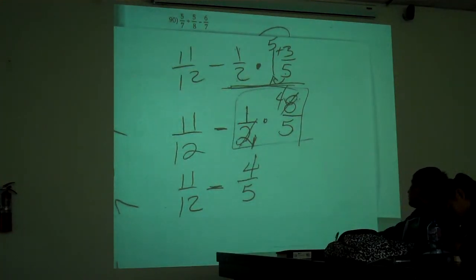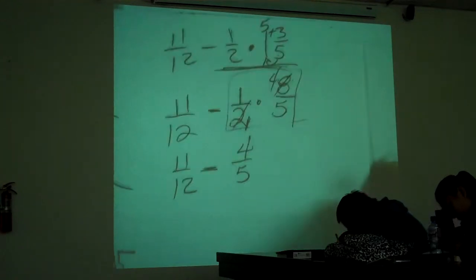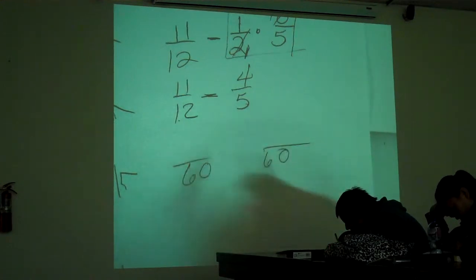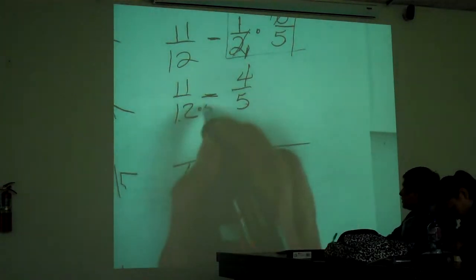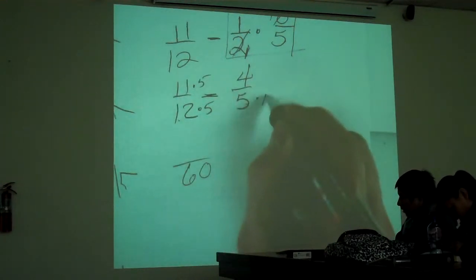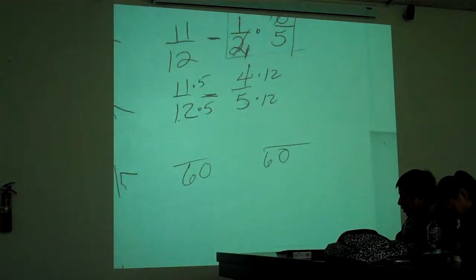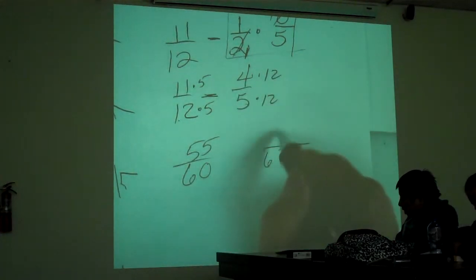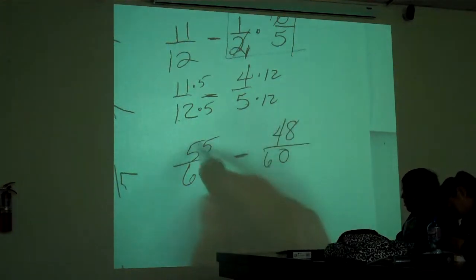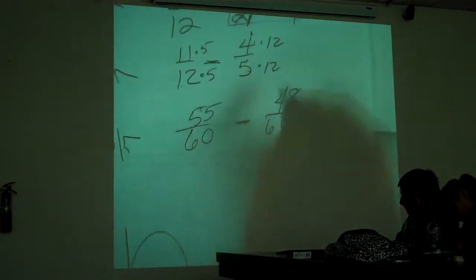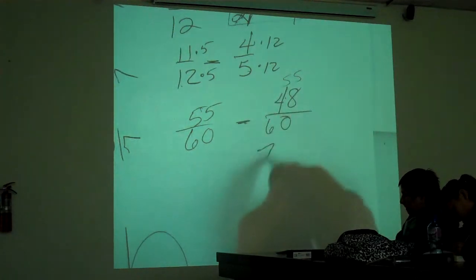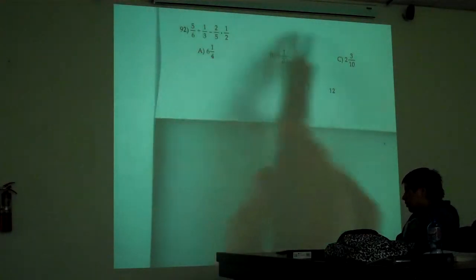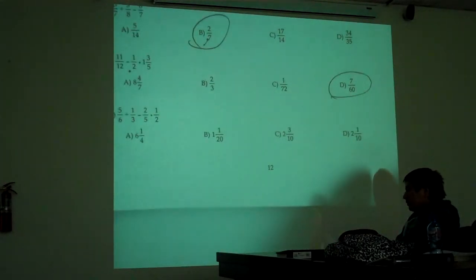We need a common denominator. Okay, 5 and 12 go into 60. That's 5 times 12. This is times 5. This one is times 12. So 11 times 5 is 55. 4 times 12? 48. 55 minus 48 is 7. Right. 7 60ths. Okay, 7 60ths right there.